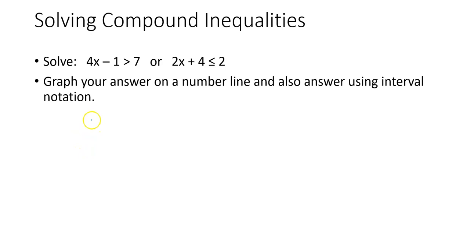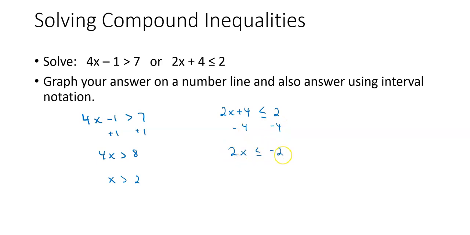I'm going to solve each of these separately. So I'm going to solve 4x minus 1 greater than 7. So I'll add a 1 to both sides. 4x is greater than 8. Right, so divide both sides by 4. I get x is greater than 2. The other equation was 2x plus 4 is less than or equal to 2. So I'm going to subtract a 4 from both sides. 2 minus 4 is -2. Divide by 2. And I get x is less than or equal to -1.